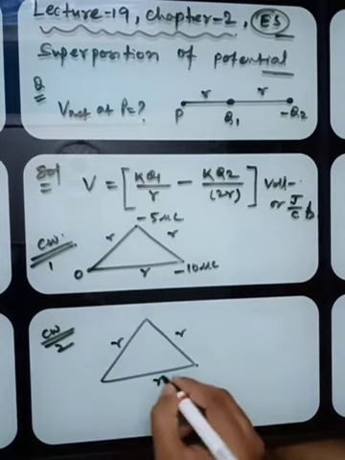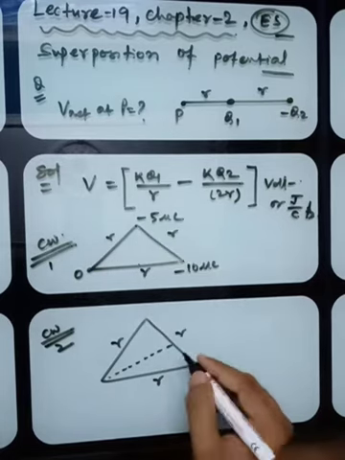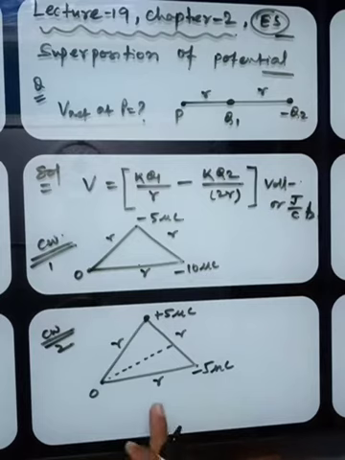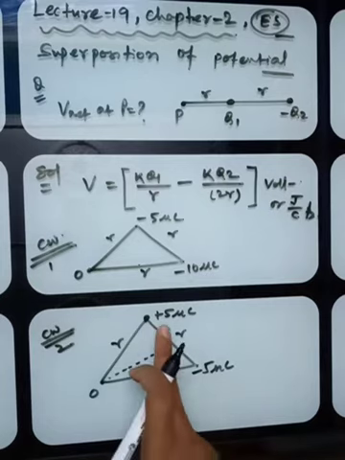Again, this is an equilateral triangle. The property of an equilateral triangle, students, you know that if you draw a perpendicular drop over here, both distances will be the same. I hope you are well aware. If I put a perpendicular drop, it will be equal. Now, if it is plus 5 microcoulomb and minus 5 microcoulomb, what will be the potential at point O? Since both the separations are the same, the potentials will be of equal magnitude but opposite in nature, and the net potential will be zero.